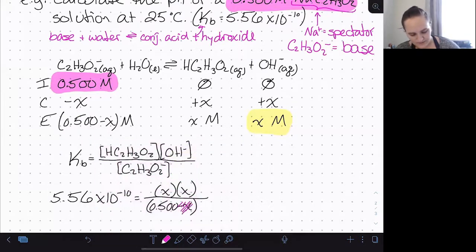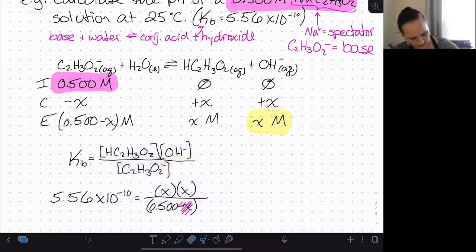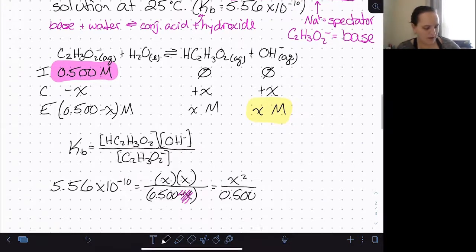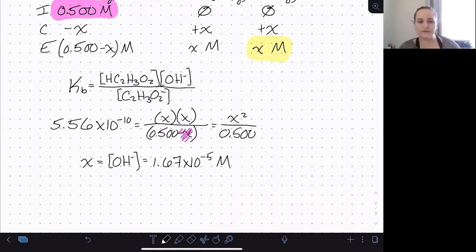And just like last time, we can ignore the subtracted X since K is small, so X is also small. So we can say that this is approximately equal to X squared over 0.5. When we solve this for X, which is equal to our hydroxide concentration, we get 1.67 times 10 to the minus 5th molar.